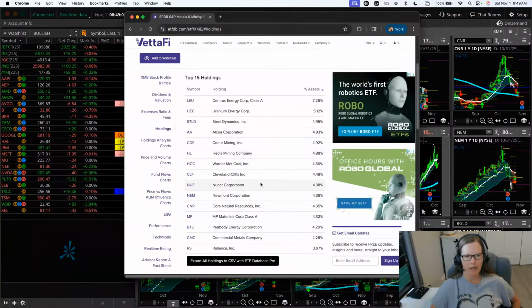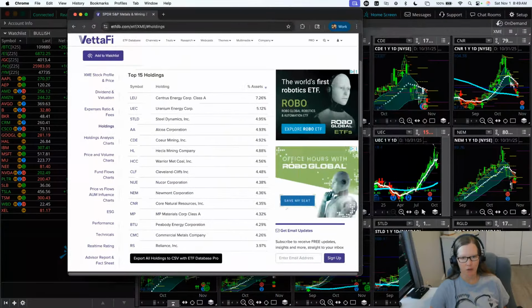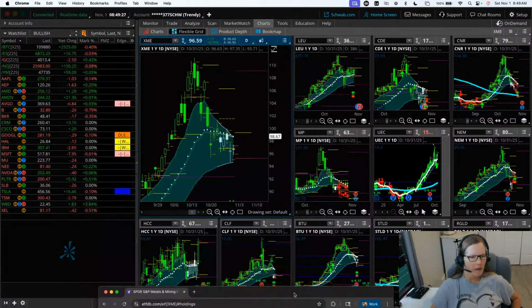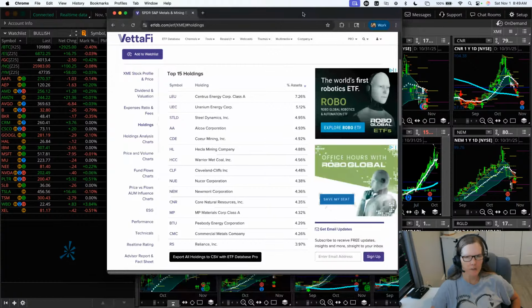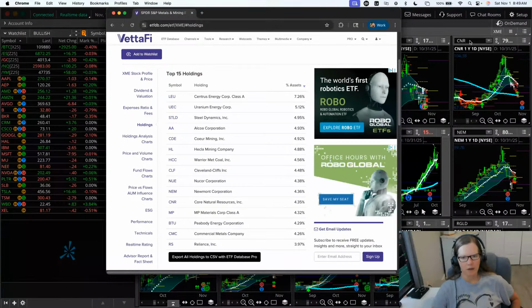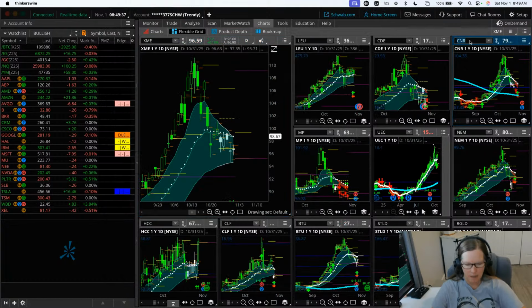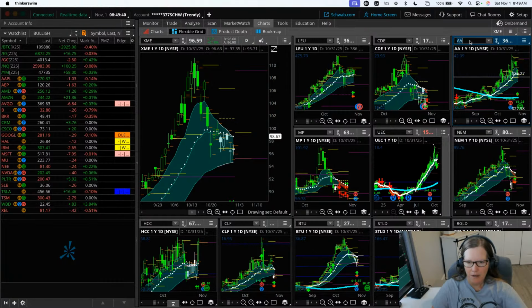Alcoa and Nucor I need to add, and the rest of them look good. I'm gonna replace Royal Gold down here with Alcoa or Nucor, and then CNR, I'm also gonna replace Alcoa, Nucor. Yep. Alright. So Alcoa and Nucor are the two that I'm adding in place of these other names that have fallen.